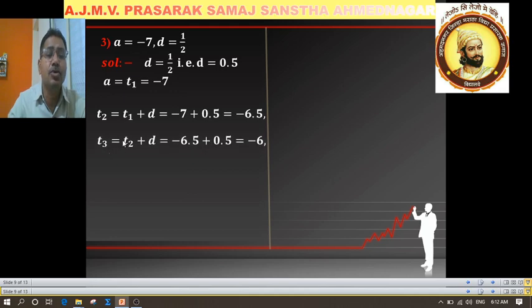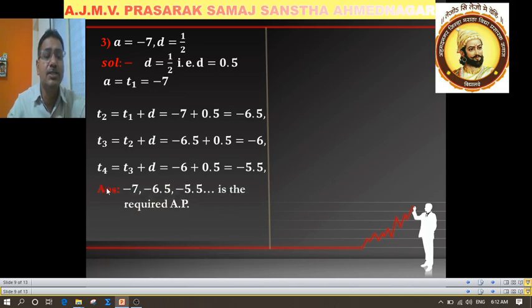Similarly T3 is equal to T2 plus D. Adding common difference in the previous term T2. So minus 6.5 plus 0.5 which is equal to minus 6. T4 is equal to T3 plus D which is equal to minus 6 plus 0.5 which is equal to minus 5.5. So answer is minus 7, minus 6.5, minus 6, minus 5.5 is the required arithmetic progression.